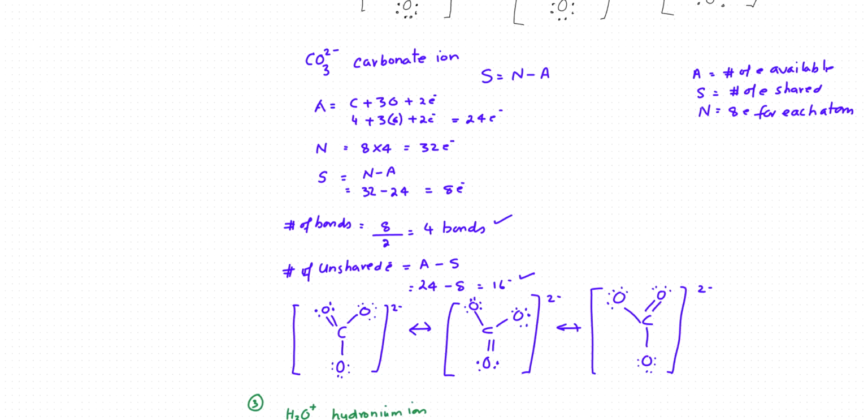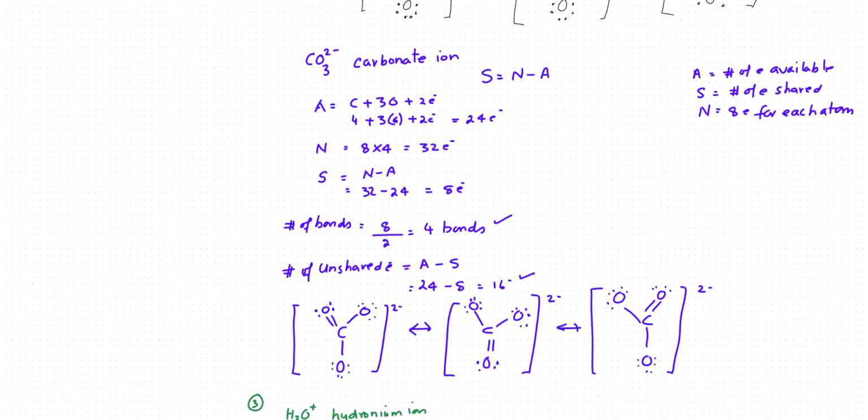So write carbon here and 3 oxygens, and one of the oxygens will have a double bond because there are 4 bonds. Where there is a double bond, there are 4 electrons, and where there is a single bond, there are 6 electrons. So count and see, there are 16 electrons. So 6 here, 6, 12, 13, 14, 15, 16. So 16 unshared electrons, and this whole molecule contains 2 negative charge.